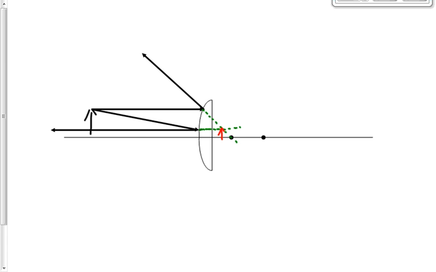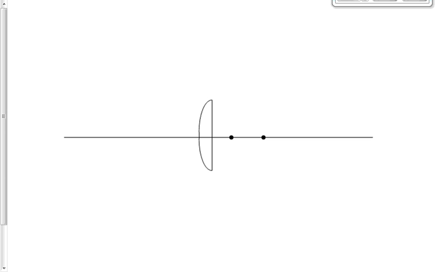What are the characteristics of this one? It's smaller, yeah. It's upright, and it's virtual. In other words, in order to see this, you have to look into the mirror. Make sense? Let's draw another one, but this time let's draw it much, much closer to the mirror.